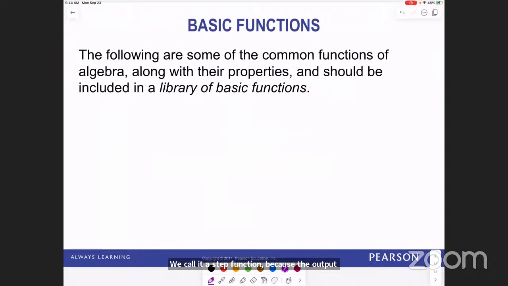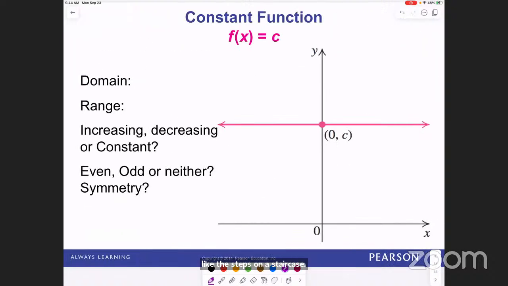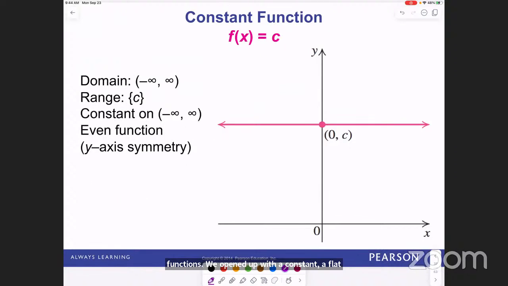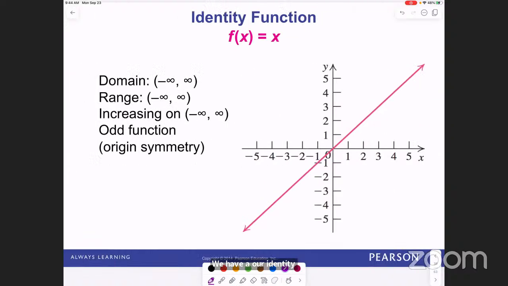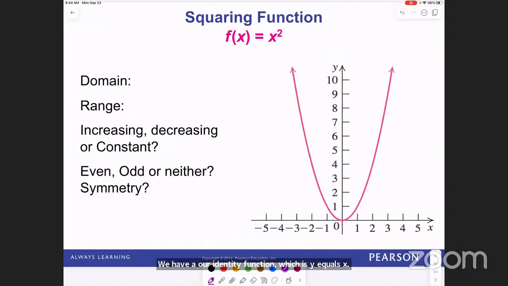Okay. All right, let me do a scan here. This is what I was trying to get to. So here's our collection of basic functions. We opened up with a constant function, a flat horizontal line. We have some properties there. Again, it is a good idea to watch the videos for this stuff. We have our identity function, which is y equals x. Okay, we have some properties there for you to investigate or discover.